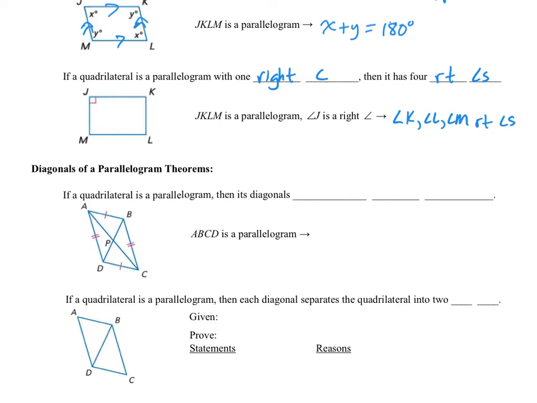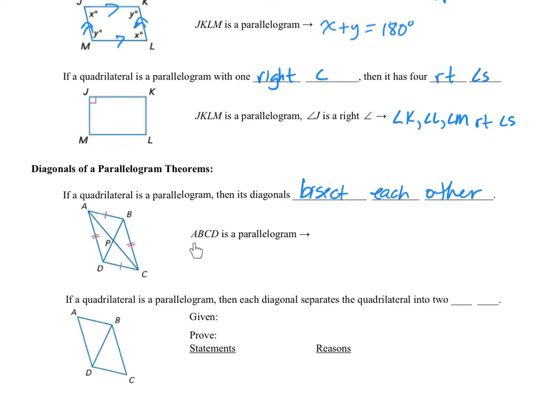Okay, the next two theorems have to do specifically with the diagonals of a parallelogram. By the way, we will be proving these theorems as we go along. Of these two, we're going to prove the second one, but let's look at this first theorem that has to do with the diagonals of a parallelogram. It says the following: if a quadrilateral is a parallelogram, then its diagonals will always bisect each other. So what does that mean? That means that the two diagonals will hit each other at each other's midpoints.